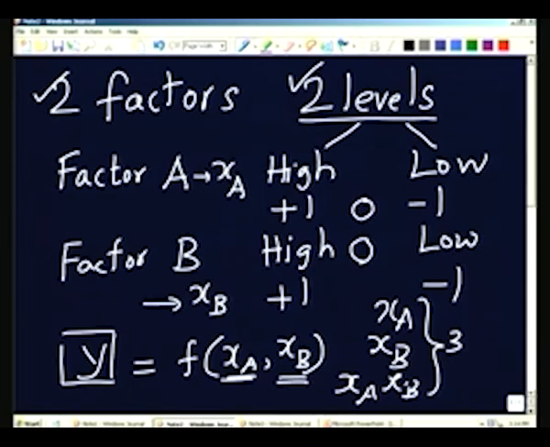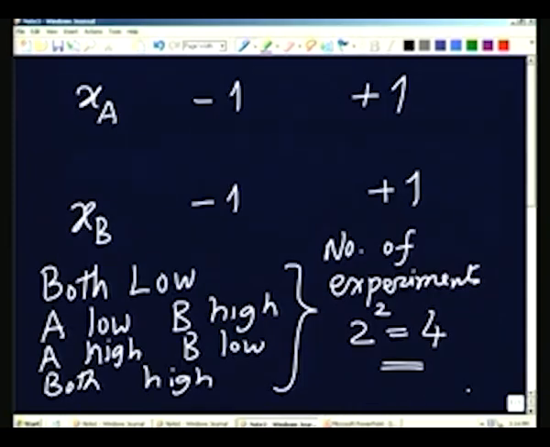So, let us look at the matrix we have written here. I said that we can have -1 and +1 for xA and -1 and +1 for xB. Therefore, if I do the experiment, I can have both low, one of them low and the other high, and vice versa, and then both high, and that represents number of experiments equal to 4. So, let us look at this in slightly more detail.